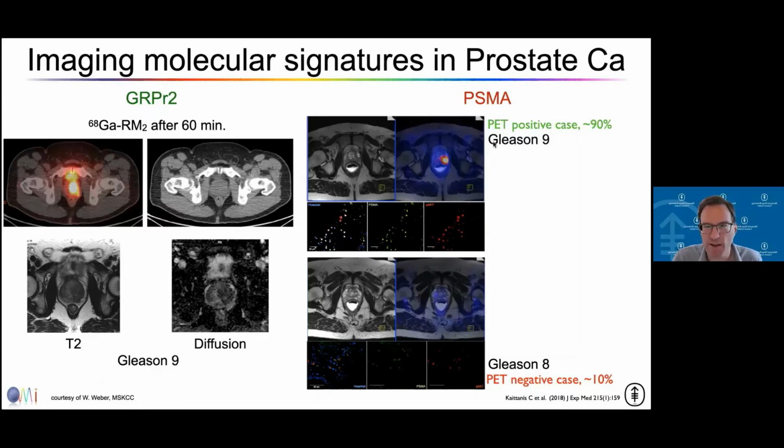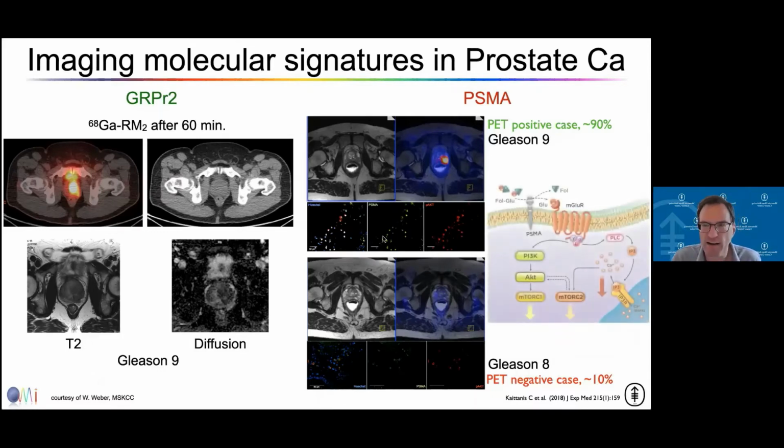Here's another example, a PET positive case with a PSMA tracer. And here's also a prostate cancer patient, both have a Gleason 8 or 9, relatively aggressive tumor. This scan was negative. And there was very little PSMA staining in here and a lot of PSMA staining in there. And from the biology, you can deduce certain molecular signatures, for example, that in this tumor likely there was a much higher PI3 kinase mTOR signaling than in this one, and that might have therapy and surveillance consequences.